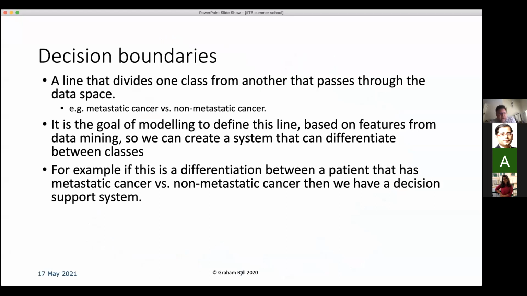And what we do in our AI and our modeling methods is to try and define this line, creating a system that can classify or differentiate between classes. So, for example, if we have a system that can say this patient has a high-risk cancer, a metastatic cancer, or this patient has a low-risk cancer, a non-metastatic cancer, then we have a decision support system. We have a classifier.